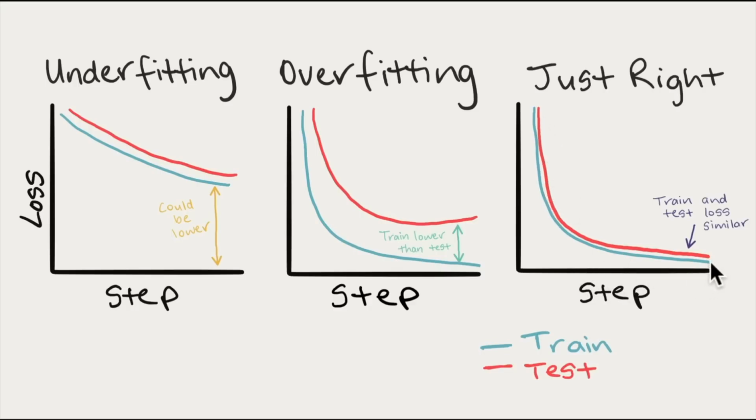So it might be a little bit lower on the training data set than on the test data set. So underfitting, the model's loss could be lower. Overfitting, the model is learning the training data too well.